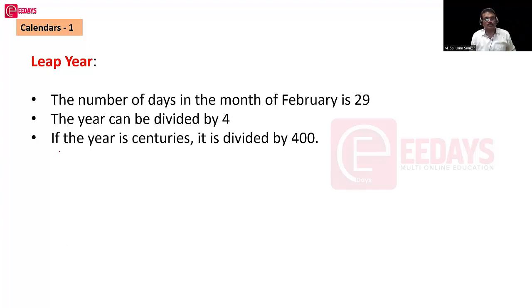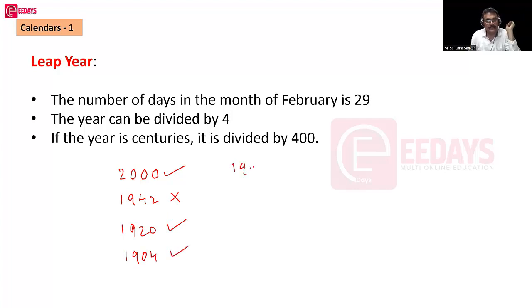Suppose if you take 2000, it is exactly divisible by 4, so this is a leap year. Suppose 1942 is not exactly divisible by 4, so this is not a leap year. Suppose 1920 is exactly divisible by 4, this is a leap year. Suppose 1904 is exactly divisible by 4, this is a leap year. 1900 is exactly divisible by 4, even though this is not a leap year. Why? Because if you take a century year, that year must be exactly divisible by 400. So 1900 is not a leap year, 1800 is not a leap year, 1700 is not a leap year.